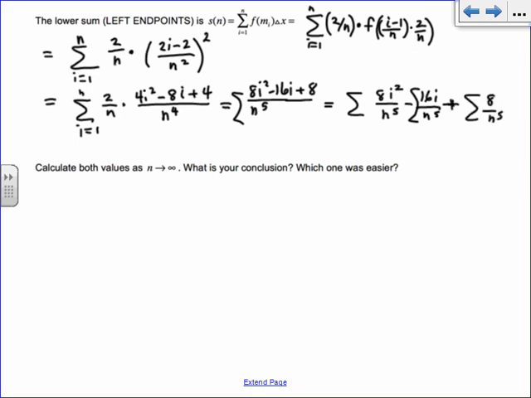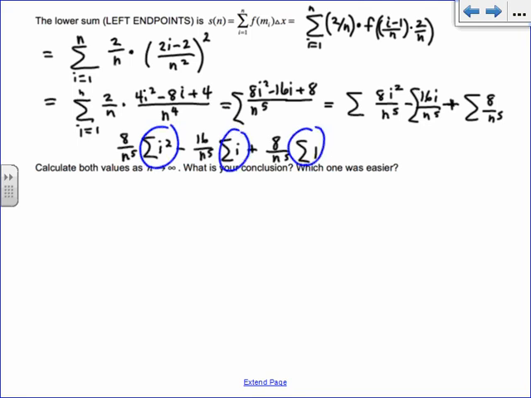And then you pull out those common factors that we talked about. So you're going to have the 8 over n to the 5th summation of i squared. And then you're going to have minus 16 over n to the 5th summation of i. You're going to have plus 8 over n to the 5th summation of 1. And it just gets kind of messy. So you're going to do those 3 summation formulas here, here, and here, and you should get exactly the same thing, provided I didn't make a little mistake in there.